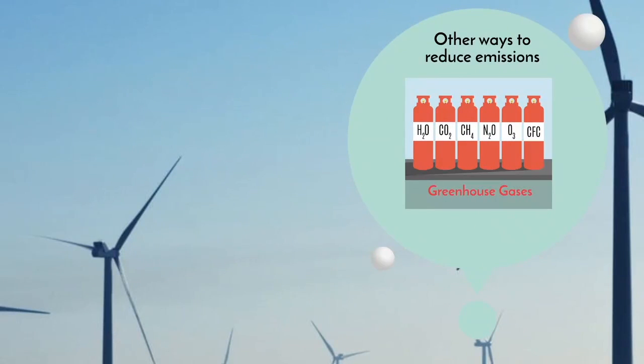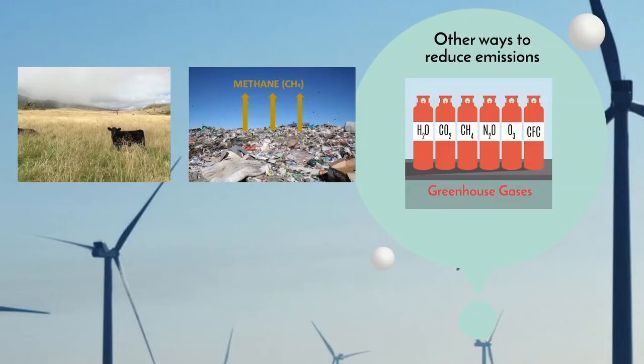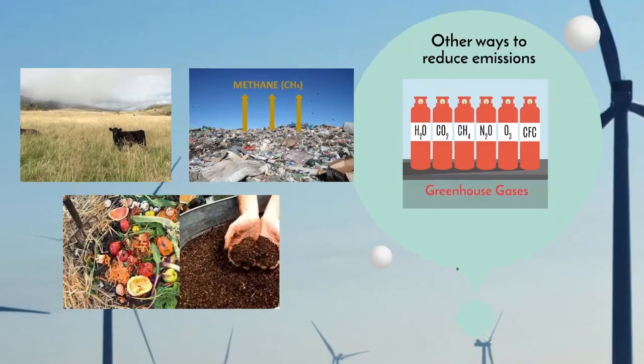There are also mitigation efforts to reduce other greenhouse gas emissions. Implementing methane-reducing methods in beef production, reducing methane emissions from landfills by reducing food waste, and using composting instead of synthetic fertilizer, since fertilizer production produces nitrous oxide, another greenhouse gas.